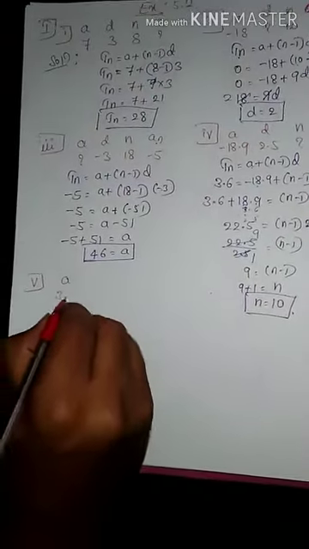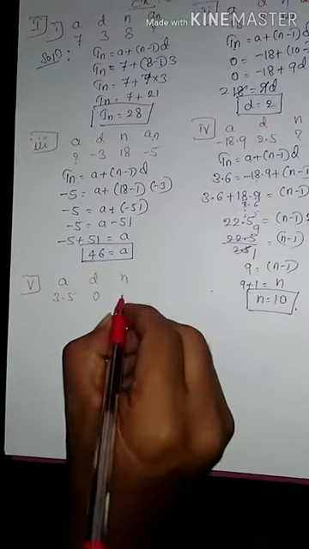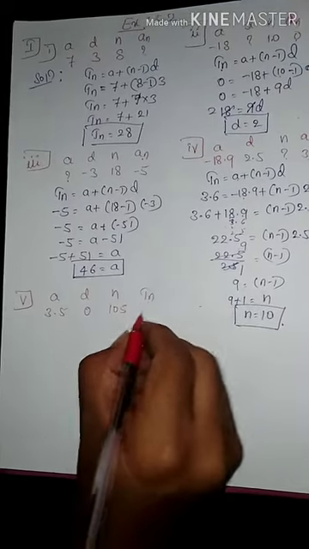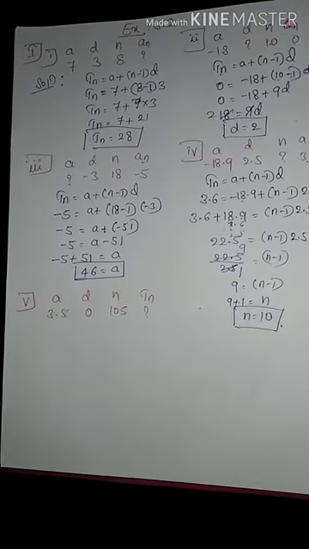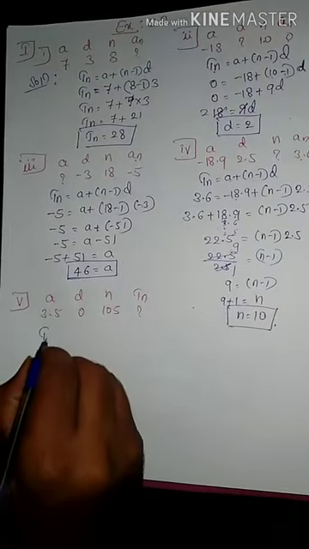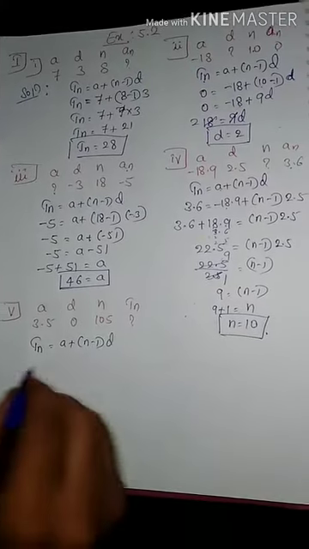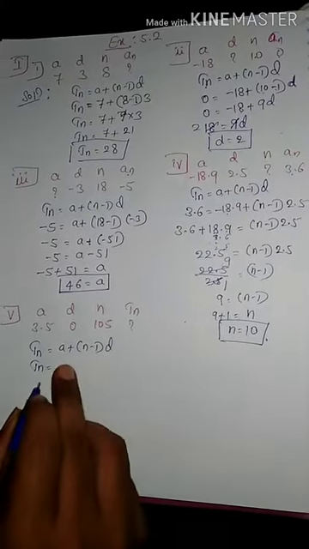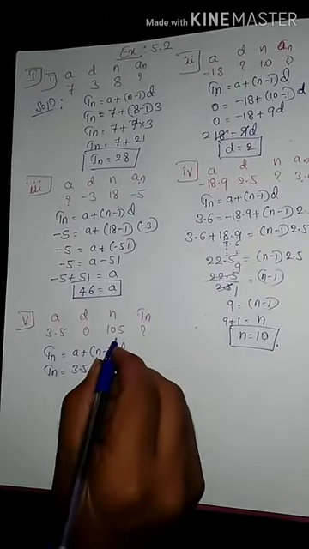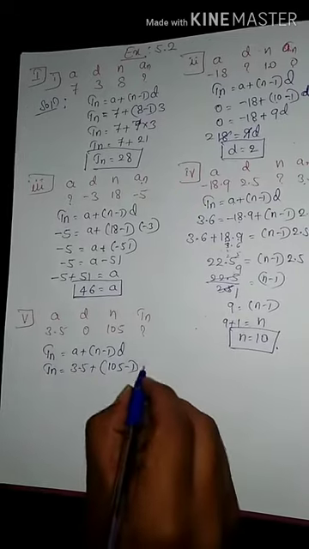A is 3.5, D is 0, and n is 105. So find Tn. We have to find the value of Tn here. So we know the formula, Tn is equal to A plus n minus 1 into D. So Tn is equal to, A is given 3.5 plus n is also given 105 minus 1, and D is also given 0.